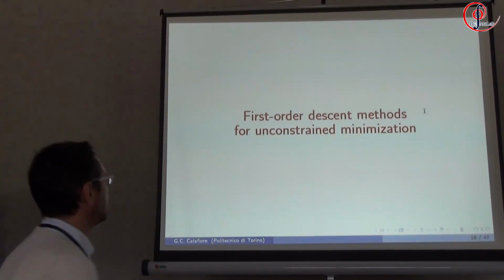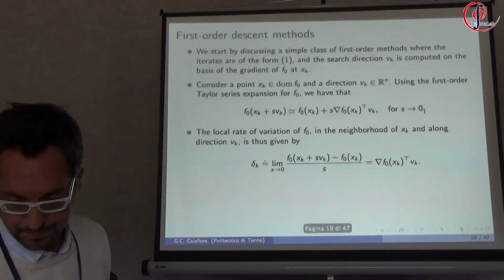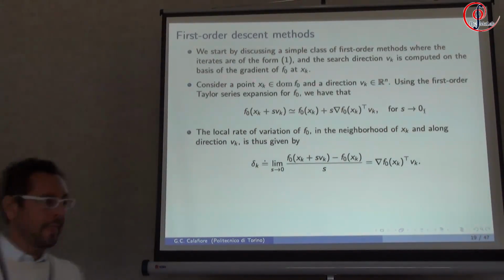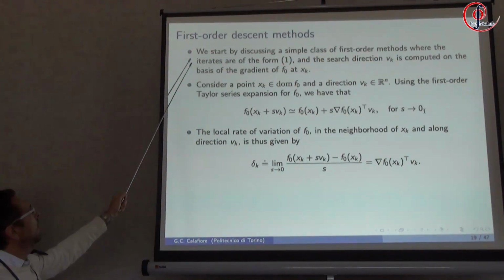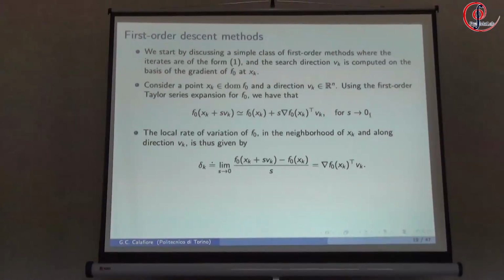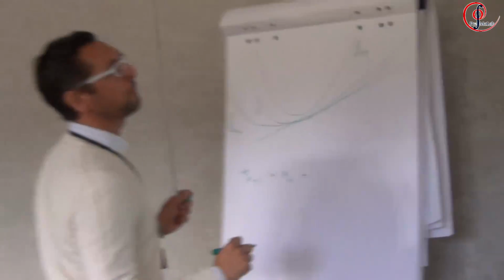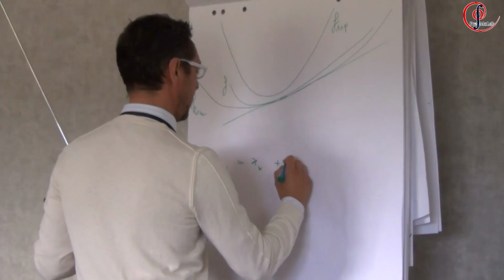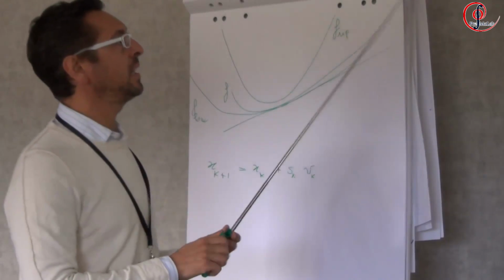So now let's start discussing first order descent methods for unconstrained minimization. I restate some of the concepts that we stated before. We have iterates of the form x_{k+1} equal to x_k plus some step size s_k times a direction v_k. So this is the idea.